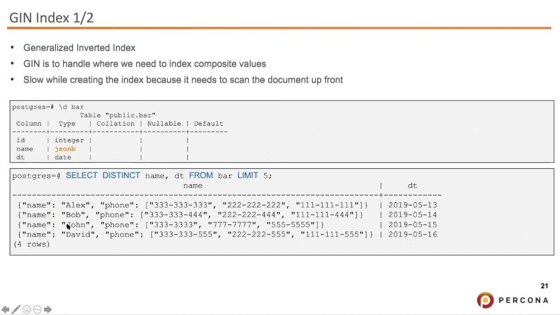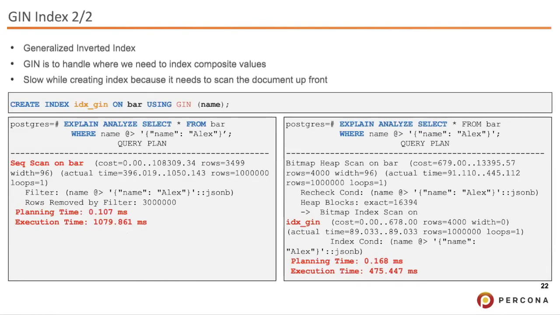But we are querying inside the JSONB document, which is a composite value, and we created a GIN index on the composite values, and we are selecting some values which are inside the JSONB document. But we are getting the benefit of the index because of this GIN index.